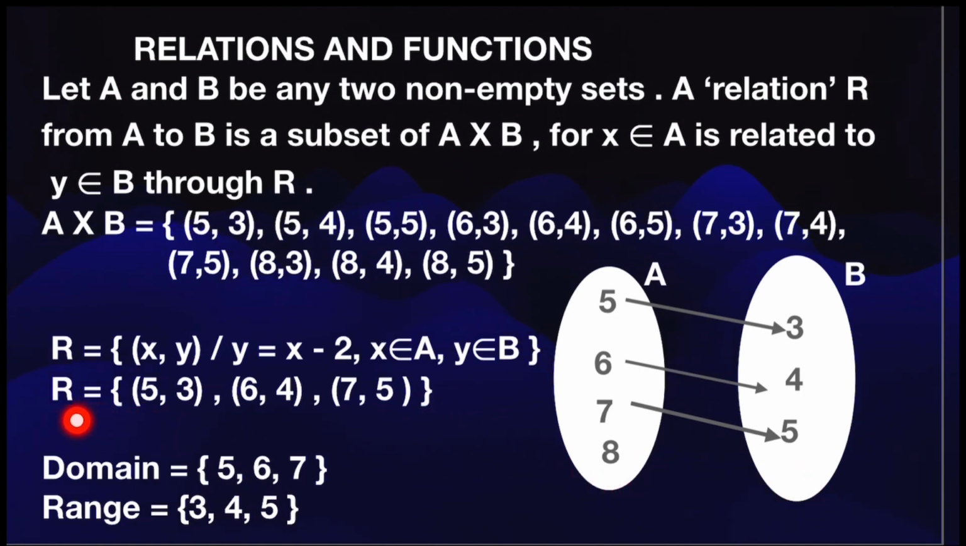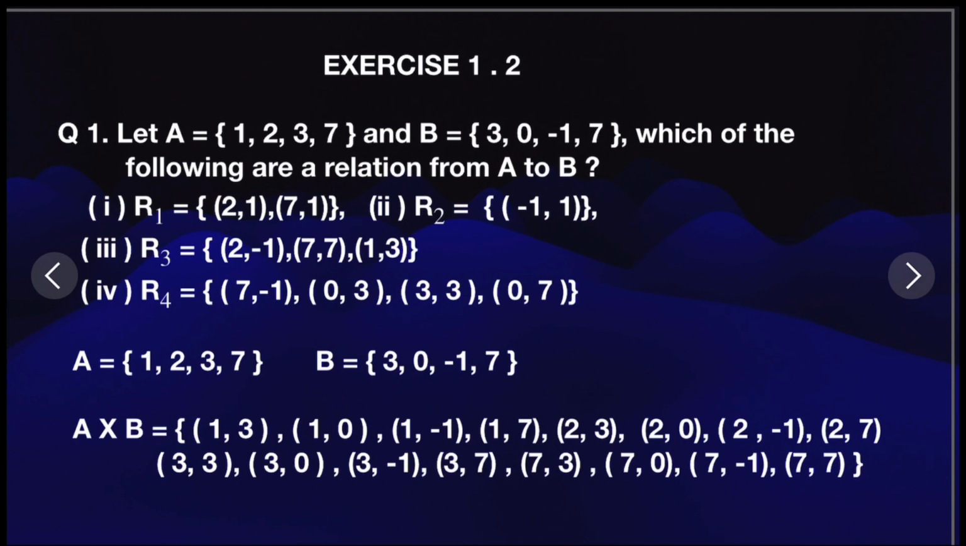So this is the set R. These are the ordered pairs which satisfy this relation. So this is the required set. Now this relation will have a domain. The domain are the x values 5, 6, 7. And the range are the y values 3, 4 and 5. Okay, let's go to exercise 1.2.